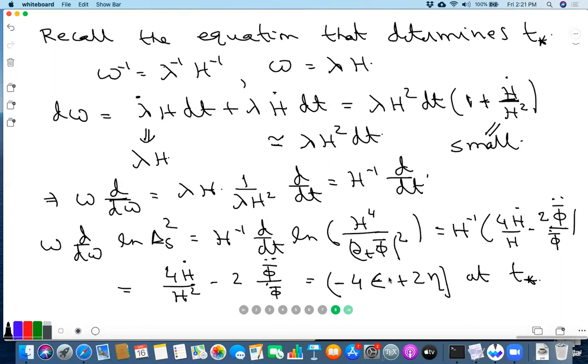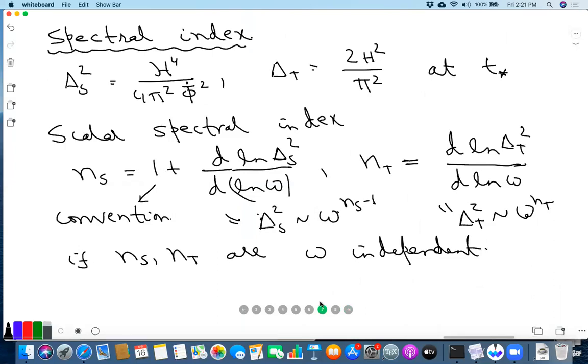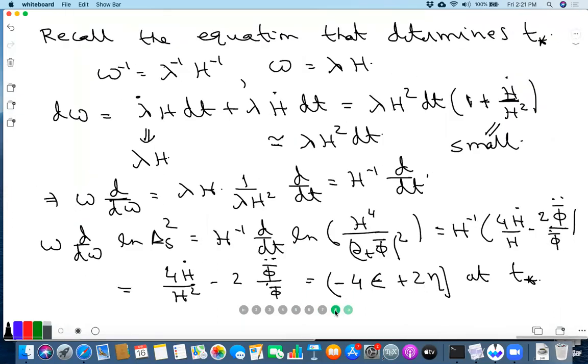Okay. So let me remind you of the definition. So Ns was 1 plus this. So this gives an expression for Ns. I'll just write this as 4 epsilon star plus 2 eta star. So the star just reminds us that this has to be calculated at the time of horizon exit.